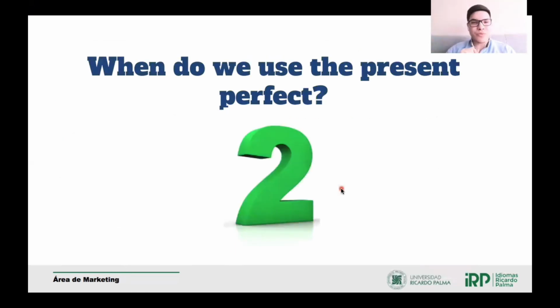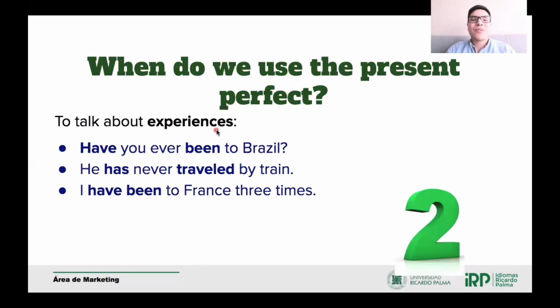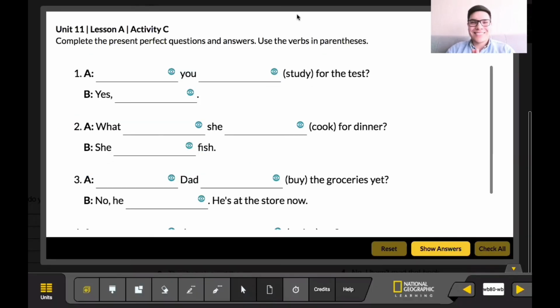And then we have our second use, and this is to talk about experiences. Every time we're going to talk about experiences, we use present perfect. So for example, have you ever been to Brazil? He has never traveled by train. Or I have been to France three times. So all these are experiences. Excellent. Very good.